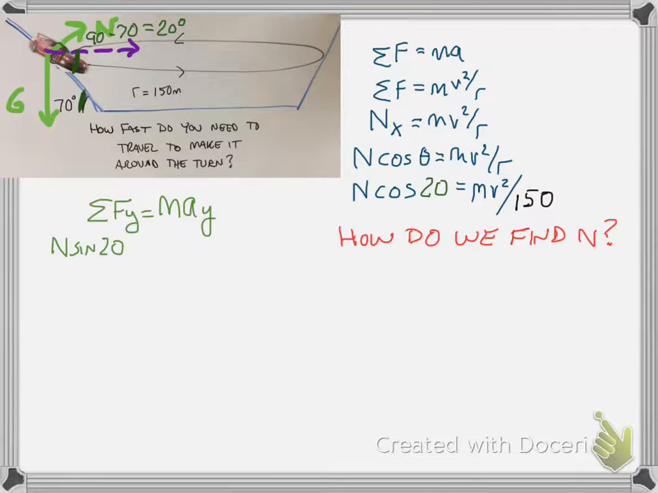Is gravity in the y? Yes, and it's down, so we have minus g. What is acceleration in the y? Acceleration in the y is 0. The car's not doing anything up and down. It's going around in a nice flat circle.